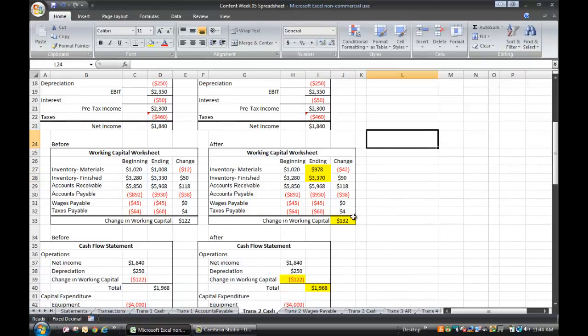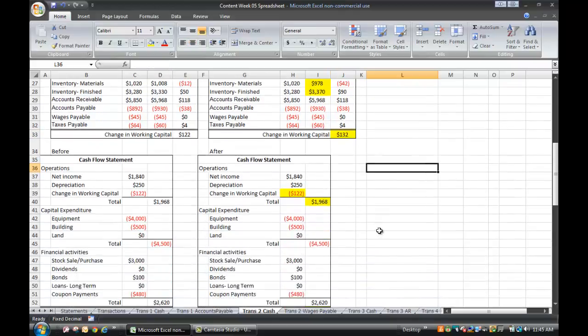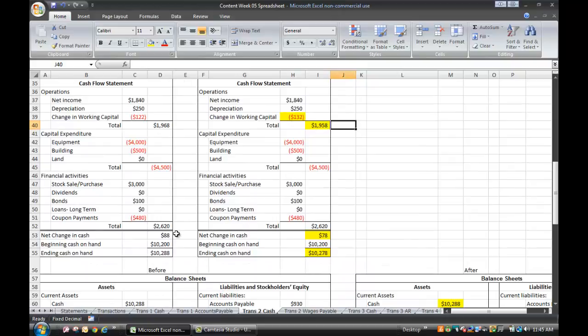Because of that $10 of labor, our working capital now has $132. We exchanged $30 from materials to finished, but the labor shows up in increased cash that we are going to pay to the laborer directly. So record that down here. We'll change the sign to a minus 132 and it becomes 1958. This is 1968. That's hard to see, but it is $10 less, which means that our cash is $10 less, or $78, and the ending cash on hand is $10 less.